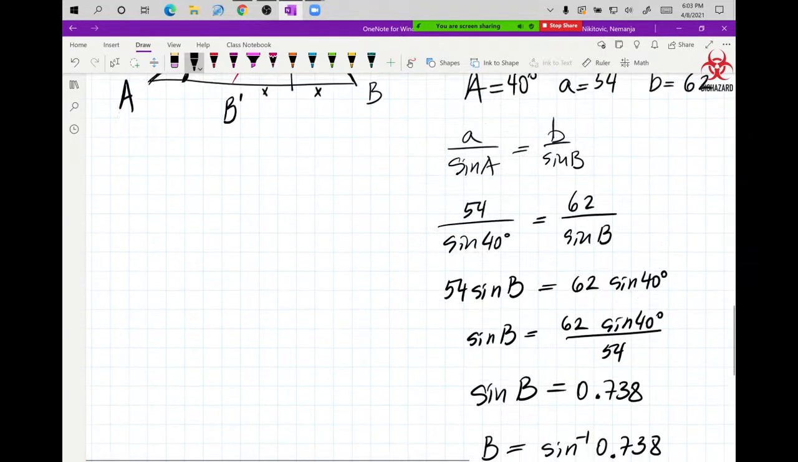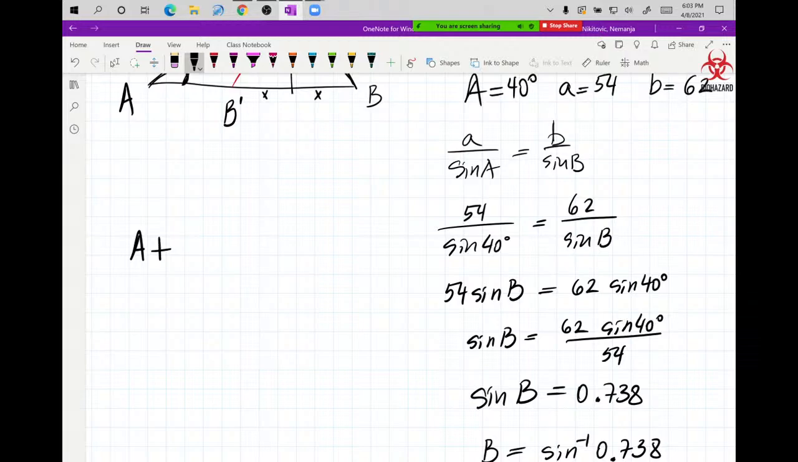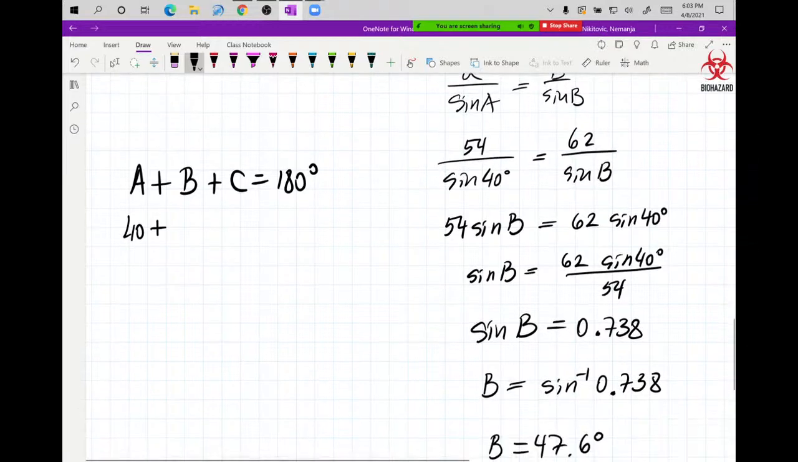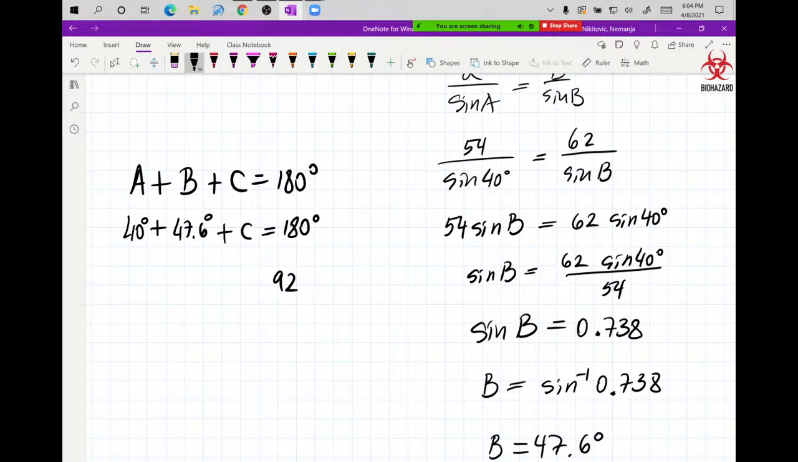Now I have A plus B plus C is 180 degrees. I know that A is 40. I know that B is 47.6. So I can calculate C, as you can see. So 180 minus 87.6 is 92.4, right? Hopefully. So angle C is 92.4.